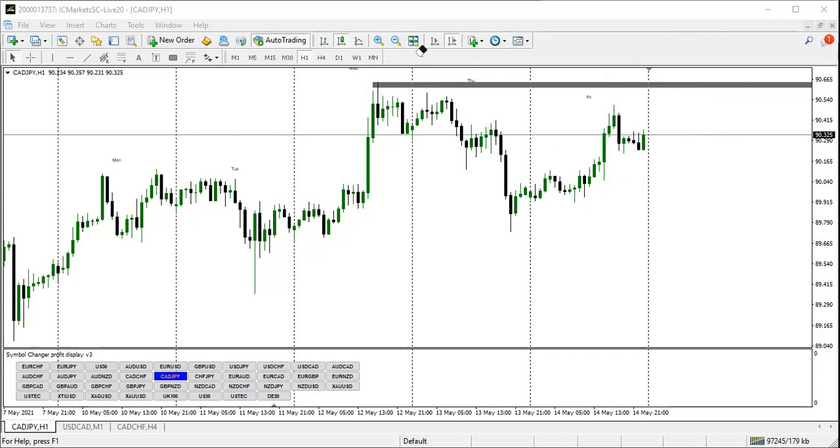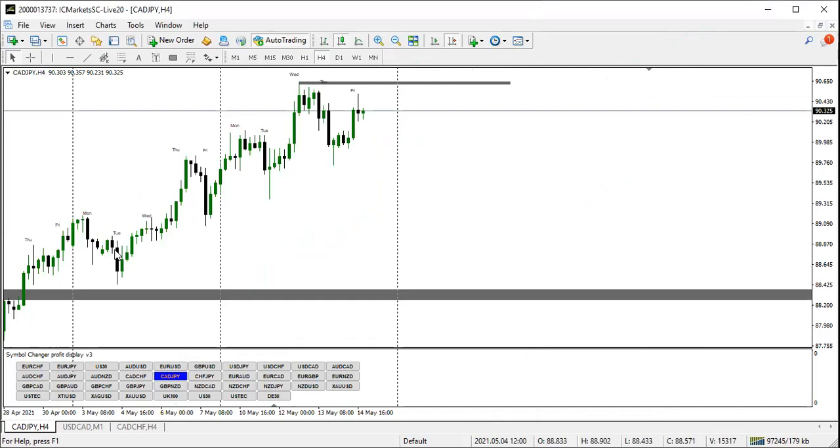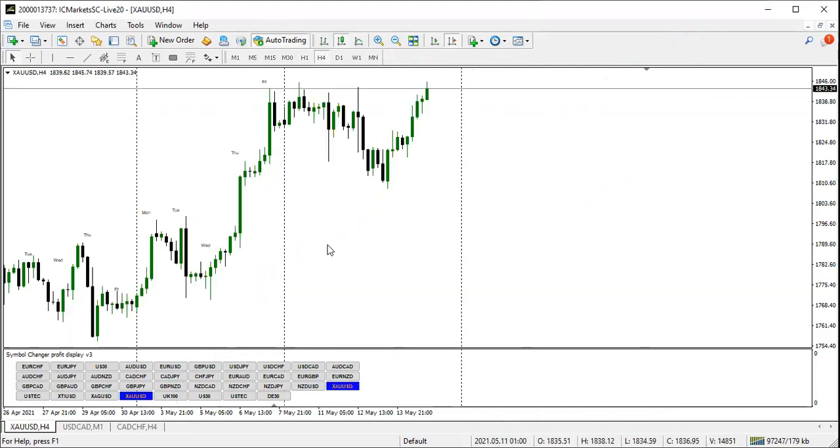Maybe when price just drops, right, we can buy. But you should know definitely this pair is surely up. Then let's look at gold.